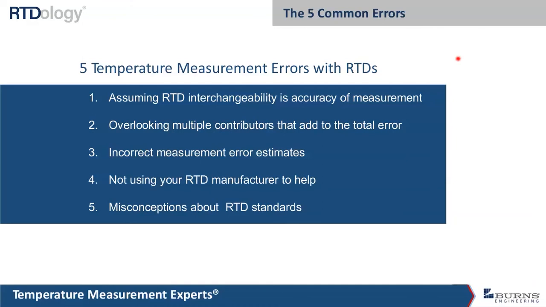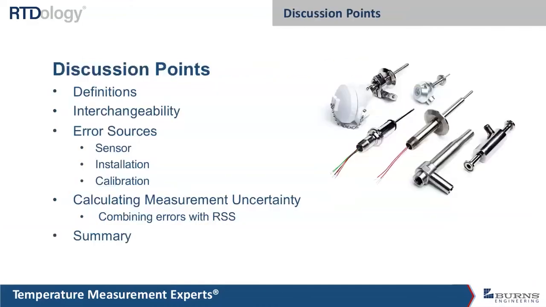If I can get the slides to move here. There we go. First off, I want to go through some definitions, talk a little bit about interchangeability, and then we'll look at several error sources that come into play with RTD temperature measurement. Then we'll look at how to combine all those different error sources to come up with a measurement uncertainty. And then we'll do a quick review of those same 5 points and maybe a few additional items on how to improve that measurement accuracy.